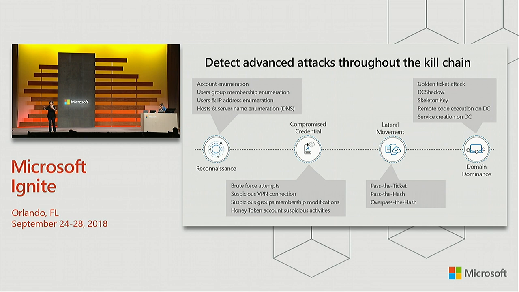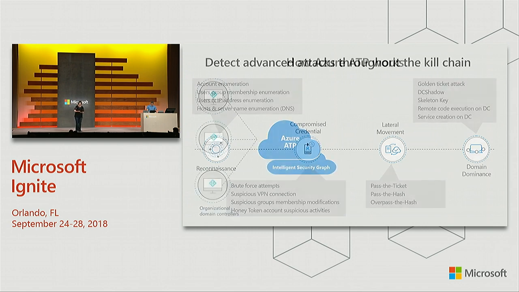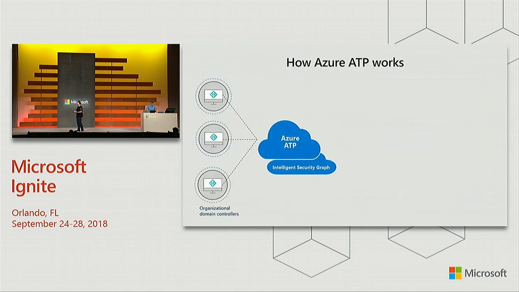And then finally, if the attackers have gotten to your domain admin account, so they've gotten to the domain controllers, there's a number of techniques that attackers use to control your domain. Things like putting a golden ticket or a skeleton key on there, or even doing a remote code execution on the domain controller, where they're trying to connect to it remotely, to run services, to run programs on the domain controller. These are all known techniques for an attacker owning your domain, and we will alert you on those things as well.